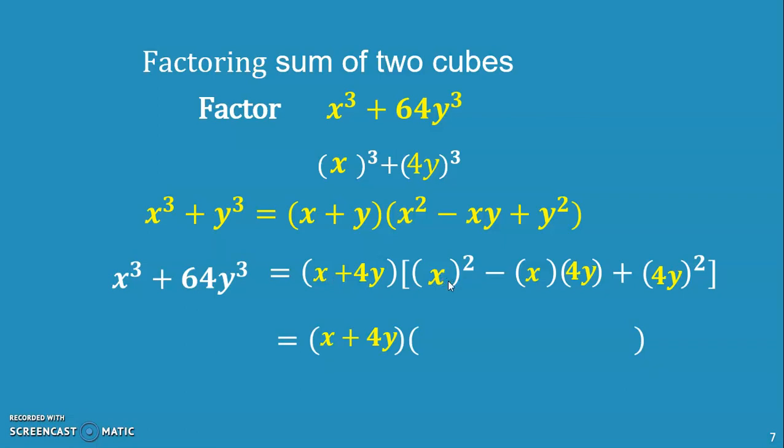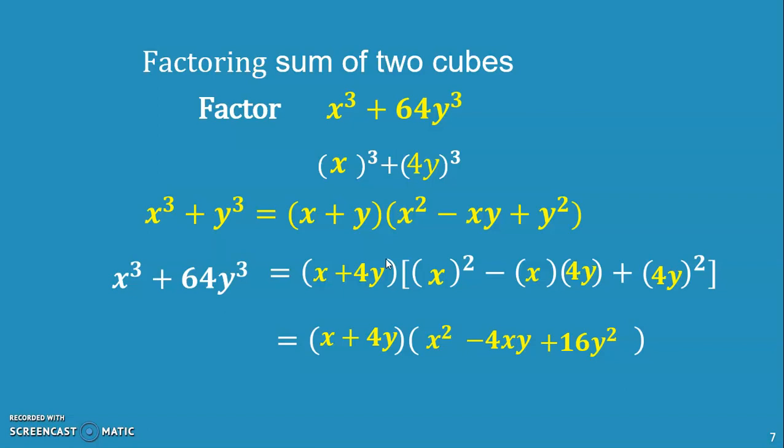Second, dito tayo sa second factor. The square of the first is x squared minus 4y times x is minus 4xy. Then, 4y squared is equal to 4y times 4y is equal to 16y squared. So, this is our factored form of x cubed plus 64y cubed.